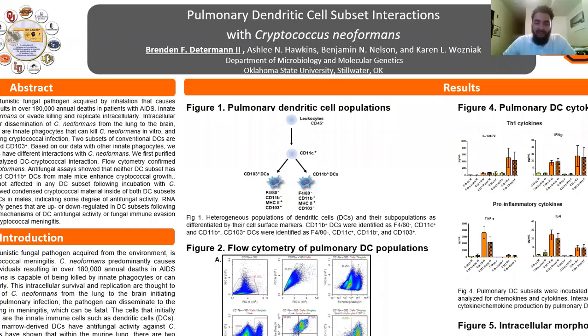Hello, my name is Brendan Detterman, currently a senior here at Oklahoma State University, and my research is over the pulmonary dendritic cell subset interactions with Cryptococcus neoformans.